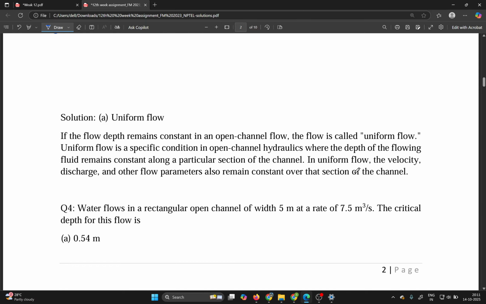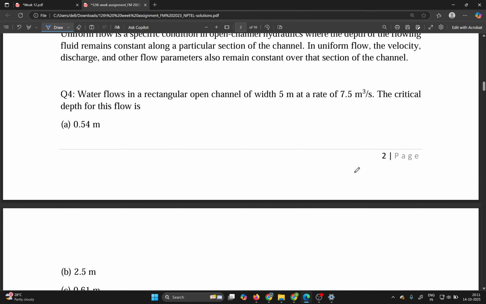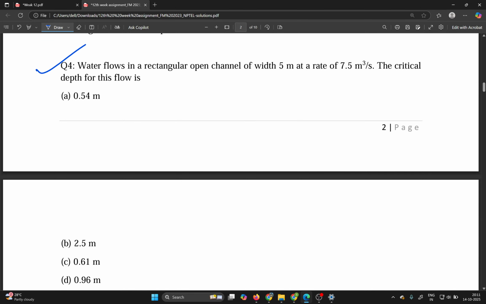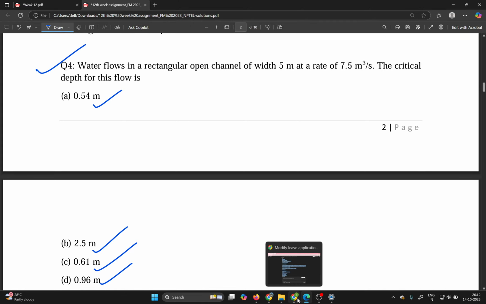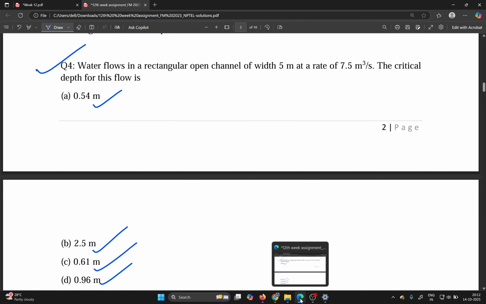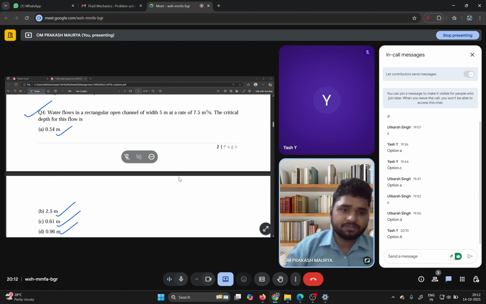Next question is, you have water flowing in a rectangular open channel of width 5 meters at a rate of 7.5 meter cube per second. The critical depth for this flow is 0.54 meters, 0.25 meters, 0.61 meters, or 0.96 meters. Please check the critical flow depth. For this question, you have 3 minutes. Within 3 minutes, write it.